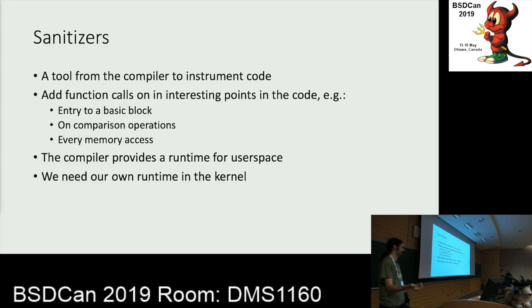It could be on every entry into a basic block, so almost every time you put down a brace in the C. It could be on every comparison operation, so you want to see what values you were comparing in an if statement, or in a switch statement, or similar. Or it could be on every memory access, so you want to see what memory your program is reading and writing, or loading and storing to. And there are runtimes in user space for these, so I'm not going to be talking about that. I don't really know much about those runtimes, other than you probably just turn on the flags and it works. But in the kernel, we need our own, so I'll start by talking about these.